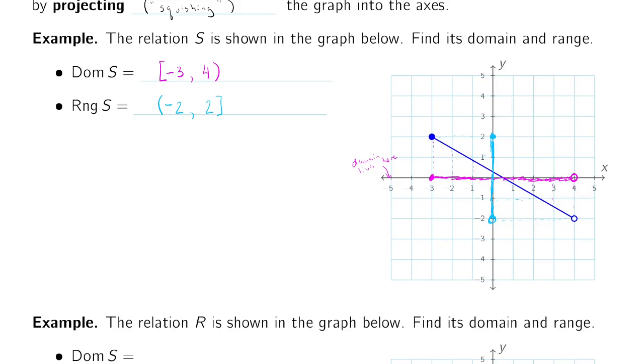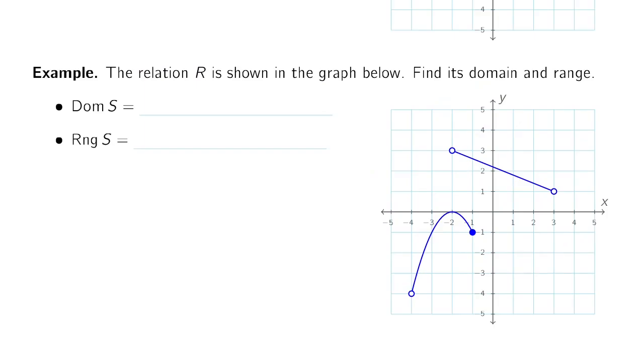Let's see another example. So here's a relation that's got these two chunks. It's a little bit more complicated, but we find the domain and range just the same way. For the domain, again, we're going to just squish into the x-axis. So all of these points pull up into the x-axis. All of these points pull down into the x-axis. And we've got everything in here, and then everything in here, and then all of this stuff over here.